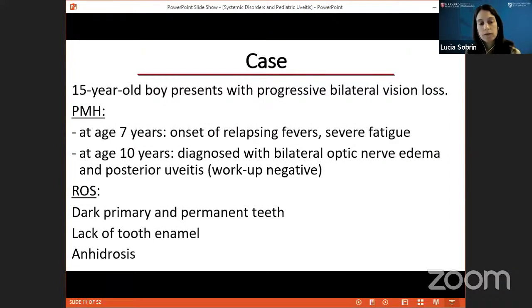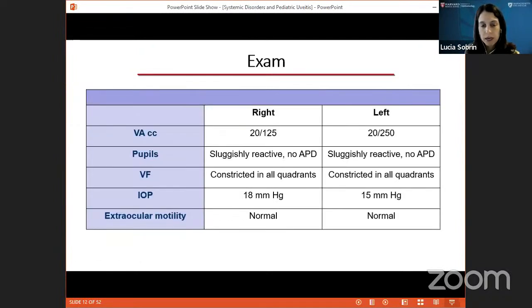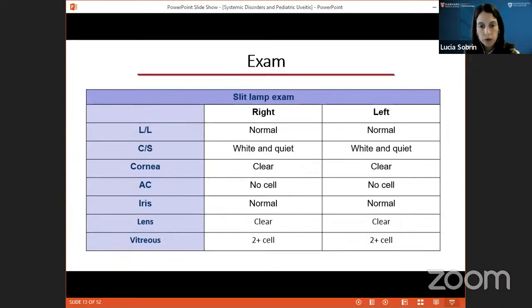The next case is a 15-year-old boy with progressive bilateral vision loss. When he was 7 years old, he had relapsing fevers and severe fatigue. And then at age 10, he was diagnosed with bilateral optic nerve edema and posterior uveitis, for which a workup was negative. Now, there are various unique findings on his review of systems. He had abnormal permanent teeth. He also lacked tooth enamel, and he did not sweat. No matter how hot it got, he did not sweat. That's anhidrosis. By the time he got to us, his vision was quite poor in both eyes.